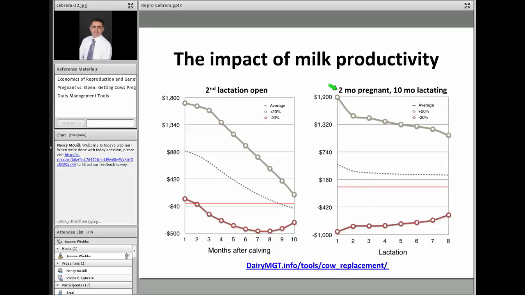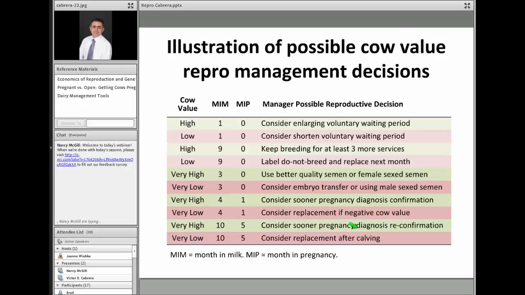Look at here, even if the cow is pregnant, 2 months pregnant, 10 months lactating, if the cow has very low production ability, like we are seeing in this curve, I may be better off replacing this cow even if she's pregnant. Okay? So we need to take this into consideration, and we can do these calculations on our own and for our own conditions. Here are only some ideas.